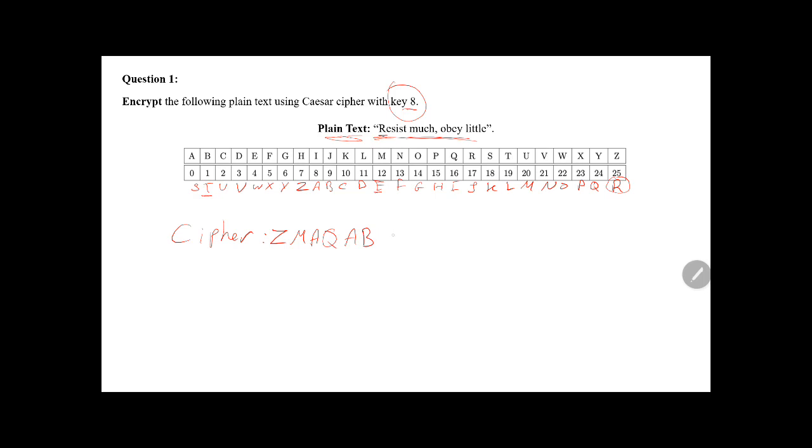Let's go to the second word, much. Let's search for M. M is here. We replace it with U. Then we have U. We search for U here, which is here. We replace it with C. Then we have C. We search for C. We replace it with K. And then we have H. We replace it with B. Now we're done with much.